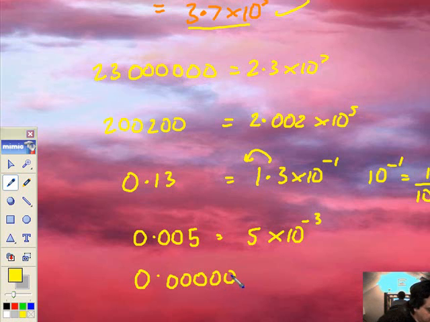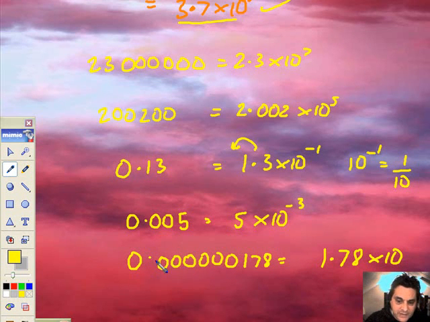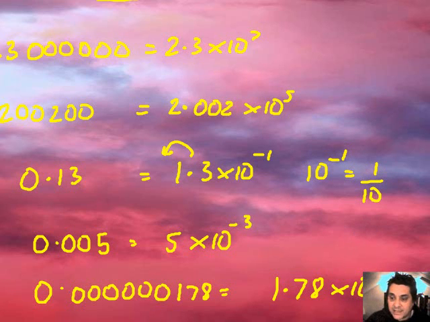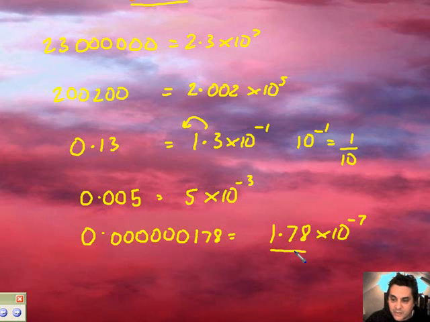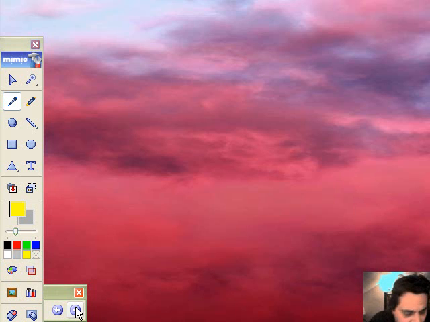0.00000, how many zeros is that? 6, 0, then it goes 1, 7, 8. Well, first we write down our 1.78 times 10 to the power of. Now we're going to start worrying about how many times we're going to the left. So starting from the point here, we go back once, twice, 3, 4, 5, 6, 7 times. That's negative 7. So that's standard form. That's perfectly correct. Moving on to the next page and moving on to question 2.